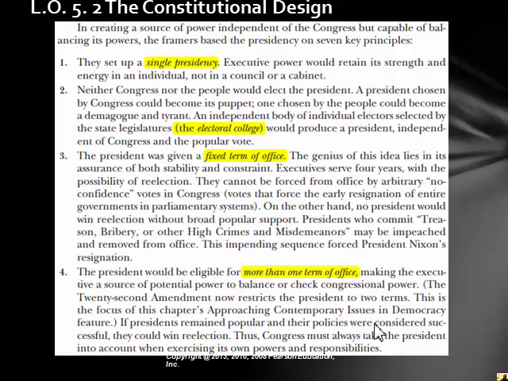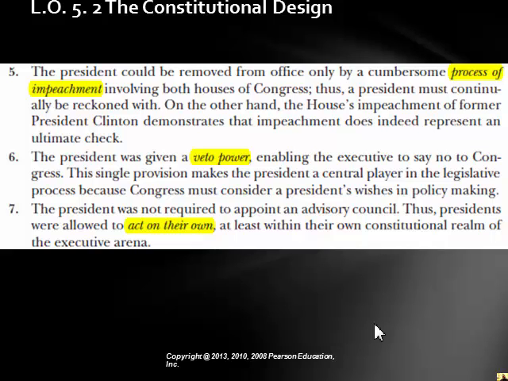Presidents can be removed for treason, and we'll talk about that in the coming slide. The president can be removed from office only by a cumbersome process of impeachment. Impeachment requires a two-thirds majority by both the House and the Congress. And only then can a president be removed. Very rarely are presidents impeached. I think the last president that got impeached was Richard Nixon. But it does force presidents sometimes to stay their hand. President Clinton was accused of lying in office over a certain personal scandal, and as a result could have really easily been impeached.